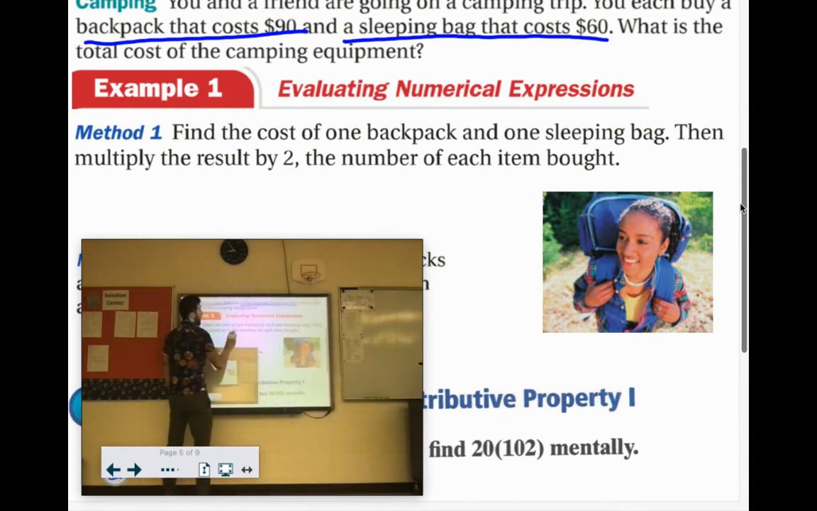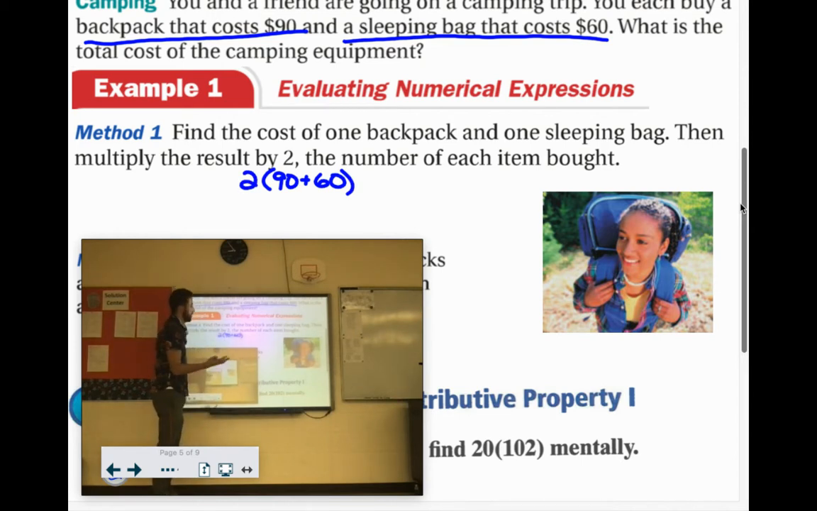So if I had the $90 plus the $60, this is my cost, but we're going to multiply it by 2 because we want to know our friend's as well. So we would do the addition first. 90 plus 60 is 150, and then 2 times 150 will give us $300.